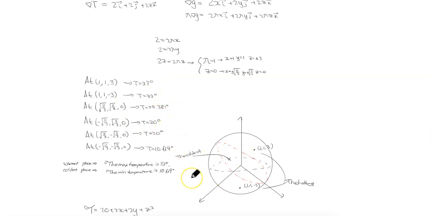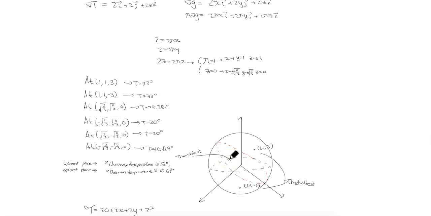So the hottest place on the sphere is 33 degrees, and it happens in 2 points, (1, 1, 3) and (1, 1, negative 3). These 2 points are represented here and there. The coldest place is 10.619 degrees, and it happens at the point (negative 11 over 3 square root, negative 11 over 3 square root, 0). So it's a point behind over there.